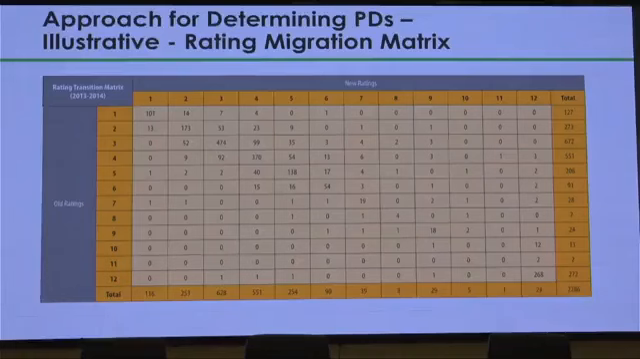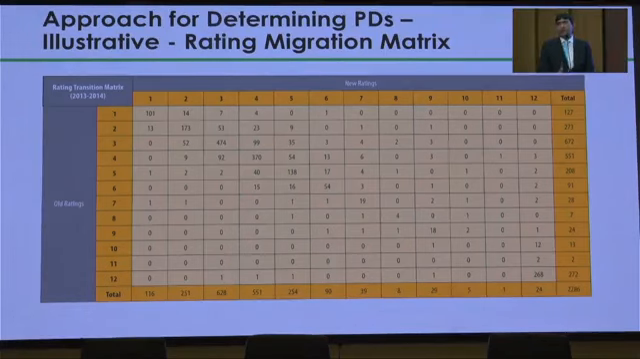So this is the migration matrix. Here on the vertical axis, you have old ratings. Say my observation period is 6 or 7 years. I'm starting from 2013 and looking at the migration of 2013 ratings to 2014 ratings. So this is 2013 old ratings. On the horizontal axis, you have new ratings, ratings of 2014.